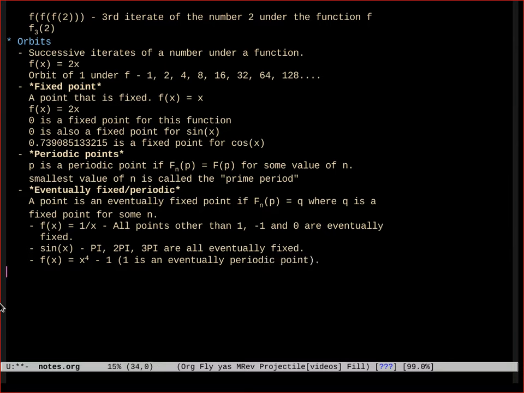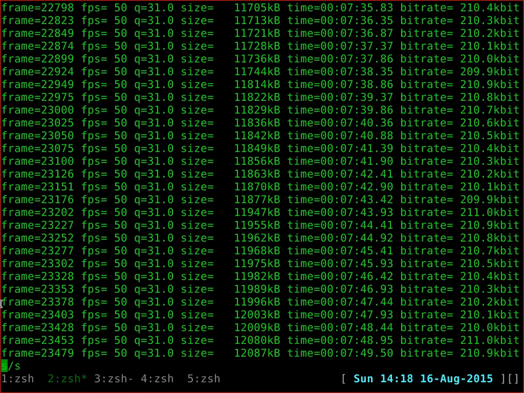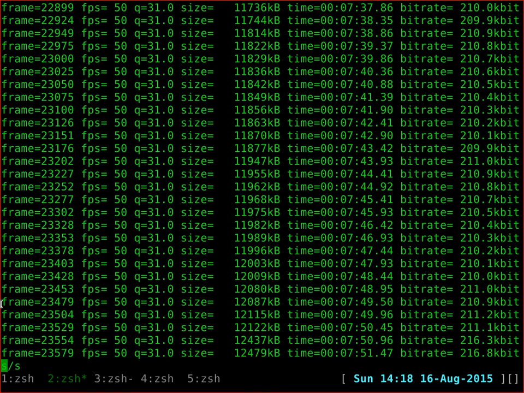So we have fixed points which don't vary, periodic points that cycle between a number of these things, and eventually fixed and eventually periodic points. So now that ends this segment. We'll talk about how we can visualize this so that we can see it a little better.